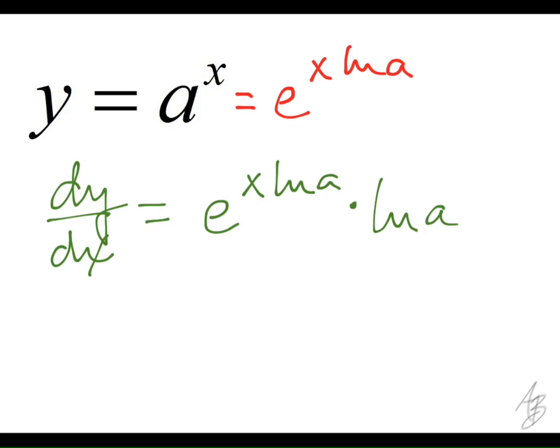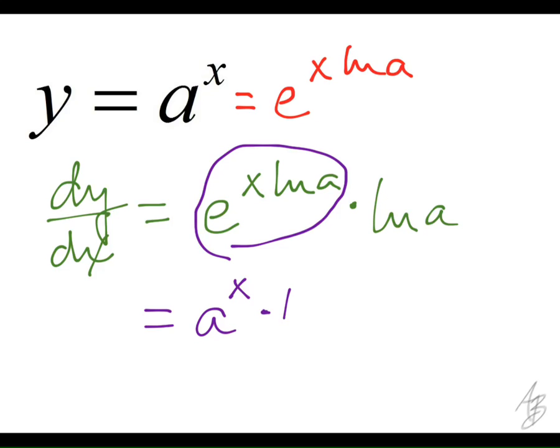Now, we do want to simplify this a little bit. Since we know that e to the x times the natural log of a is equal to a to the x, then we can rewrite this part right here, e to the x natural log of a, as a to the x, and then times the natural log of a. So the derivative of the exponential function a to the x is a to the x times the natural log of a. Similar to the derivative of the exponential function with e as the base, except that we have this natural log of a right here, which comes from using the chain rule.